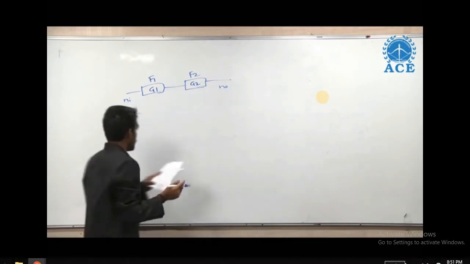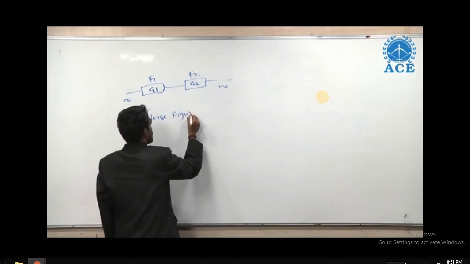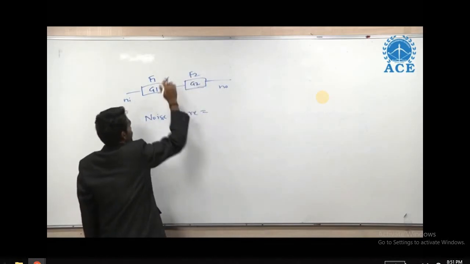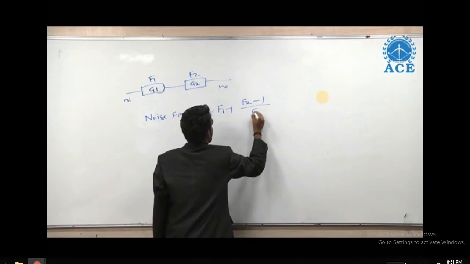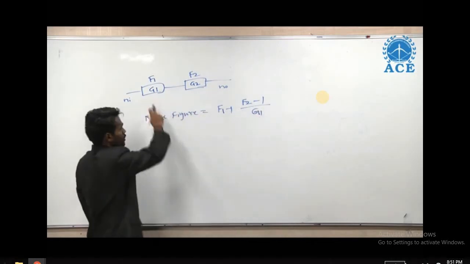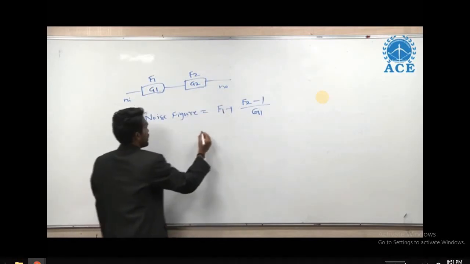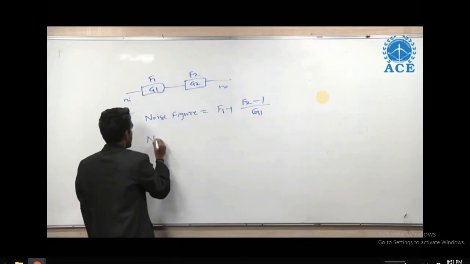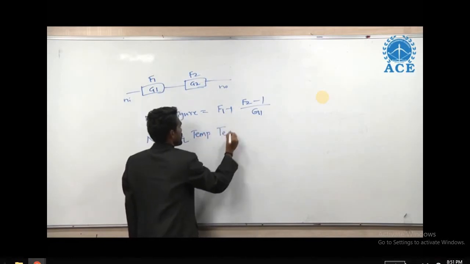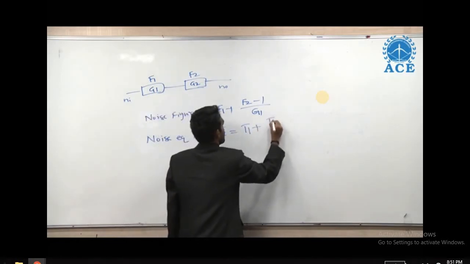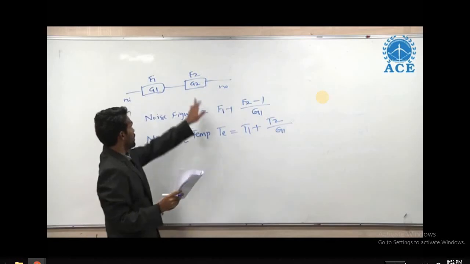We know that the overall noise figure in terms of noise factors F1, F2 is F1 plus F2 minus 1 by G1, that is the gain of the first amplifier. So it won't depend upon the gain of the second amplifier. One more formula is there, in noise equivalent temperature, Te equal to T1 plus T2 by G1, the gain of the first amplifier only. It won't depend upon the gain of the second amplifier.